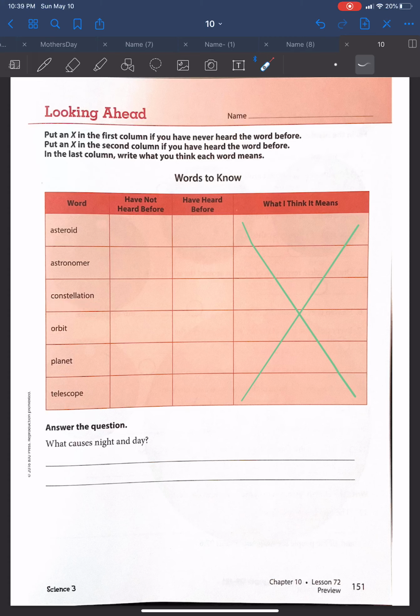The next word is orbit. I bet you've heard this one. Planet. And then finally, the word telescope. What causes night and day? Go ahead and write your guess on the line, and we'll come back to this question in just a little bit.